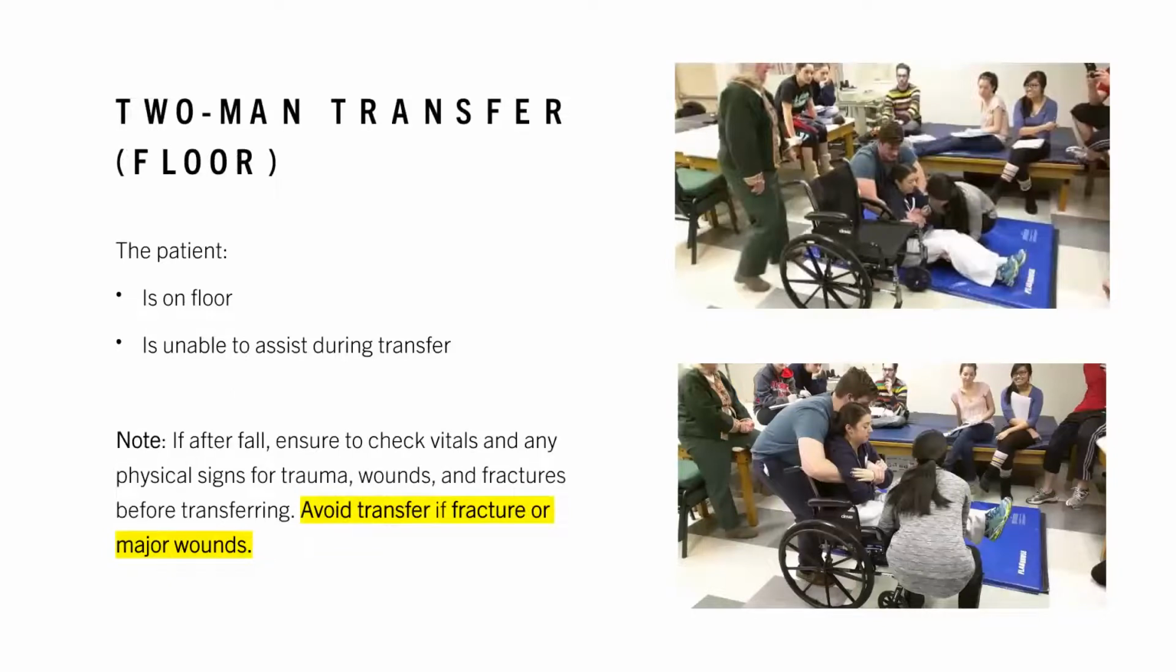Let's look at the two-man transfer, which is from the floor. Okay, so the patient is on the floor and is unable to assist during transfer. In this particular situation, it's best to have two people, one person positioned at the arms, another person positioned at the legs, so they can carry the patient up from the floor and onto the wheelchair.